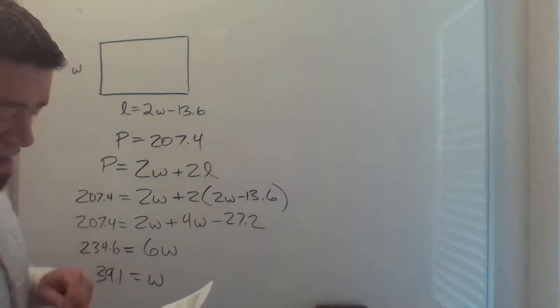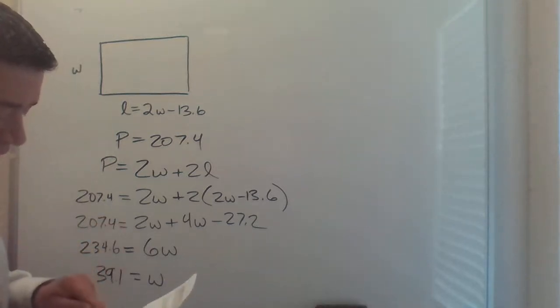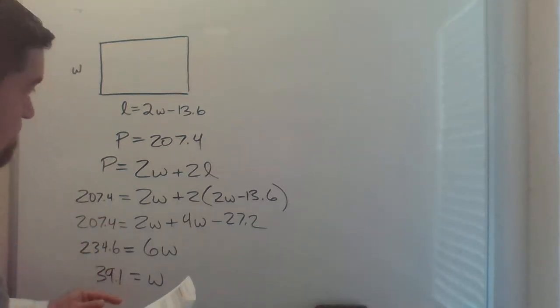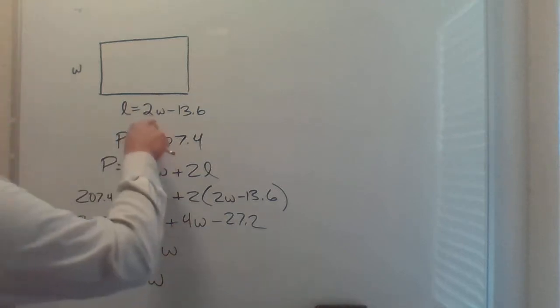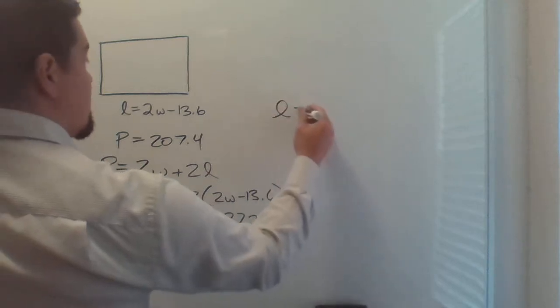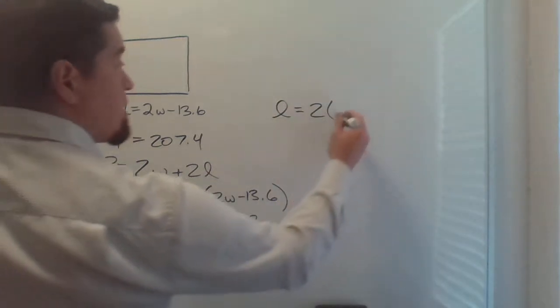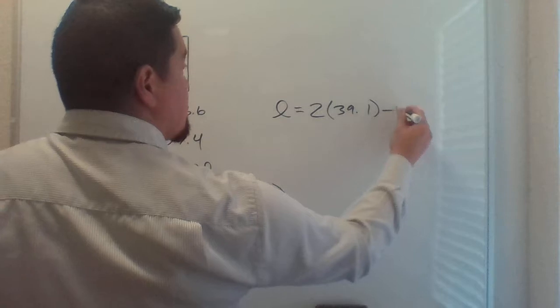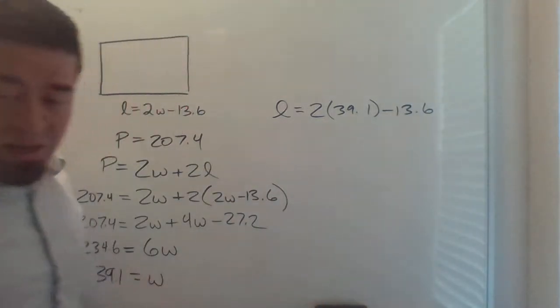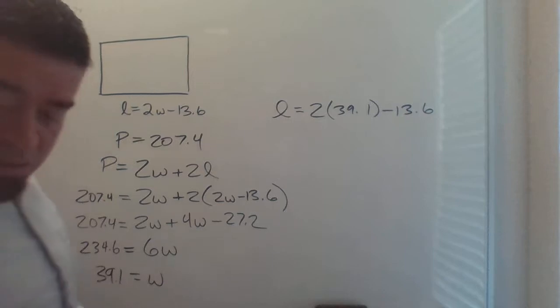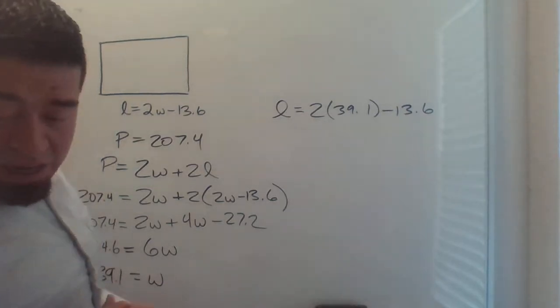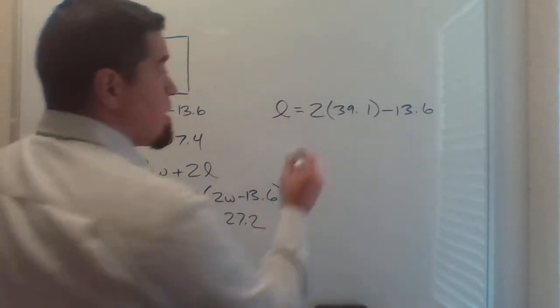But notice the question. You always want to look back and make sure you answer all the questions. It says find the length and the width. So the width is 39.1. We have a formula for the length, so we can use it and end up with 2 times 39.1 minus 13.6. I would just put that into a calculator: 2 times 39.1 minus 13.6, and you get 64.6 as your answer.